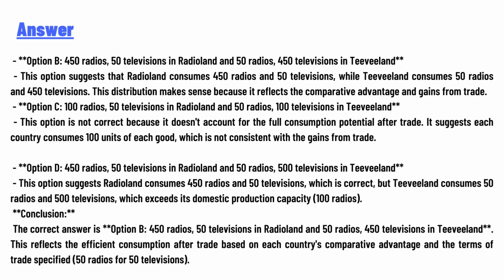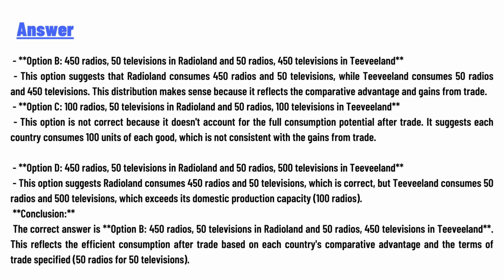Option C: 100 radios and 50 televisions in Radioland, and 50 radios and 100 televisions in Teeveeland. This option is not correct because it does not account for the full consumption potential after trade. It suggests each country consumes 100 units of one good, which is not consistent with the gains from trade.